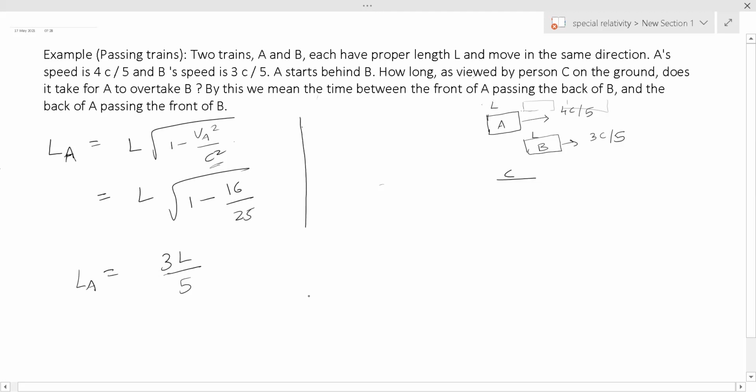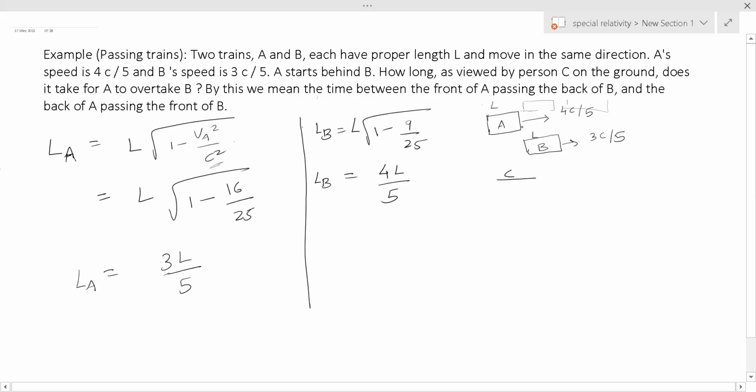Now we can also calculate LB. LB is equal to L multiplied by square root of 1 minus V squared by c squared, since both have proper length L. V is 3c/5, so it is 9c squared by 25 by c squared, so it's 9/25. 25 minus 9 is 16, so it's 4/5. So according to C, these 2 trains have different lengths.